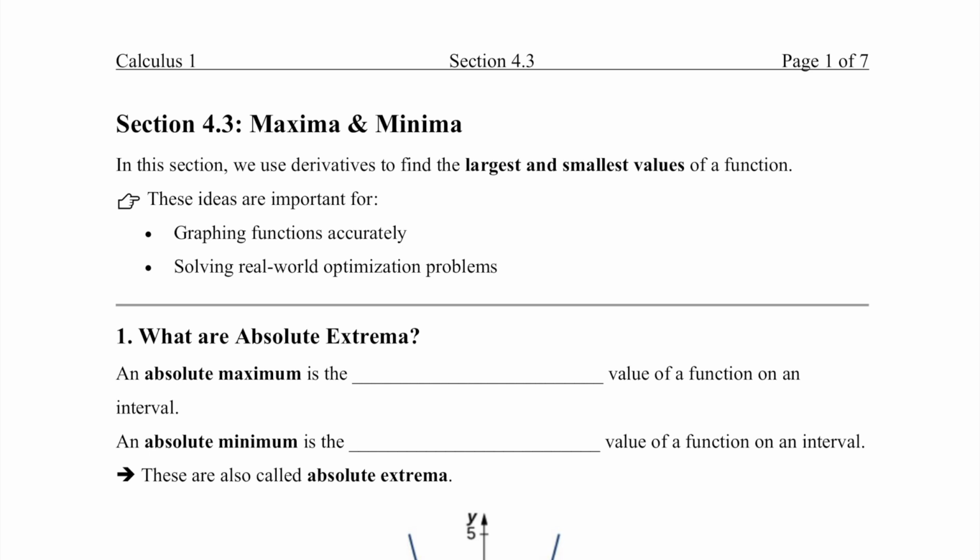Hi everyone, let's get started with section 4.3, Maxima and Minima. In this section, we are going to use derivatives to find the largest and smallest values of a function. These ideas are really important for two big reasons. First, they help us graph functions more accurately. And second, they help us solve real-world problems, especially ones where we want to maximize or minimize something, like profit, distance, or cost.